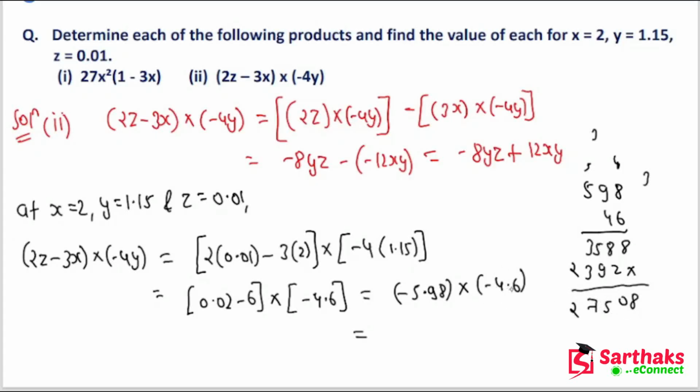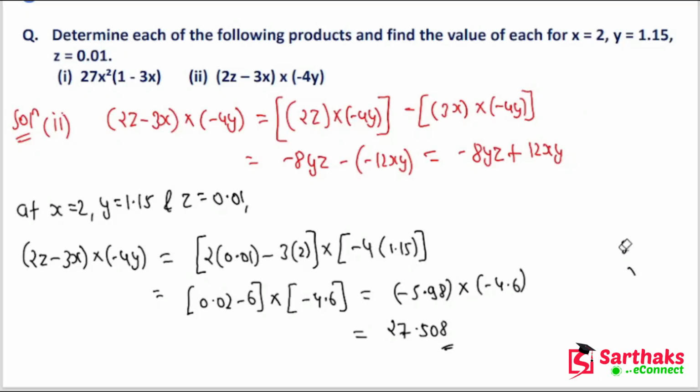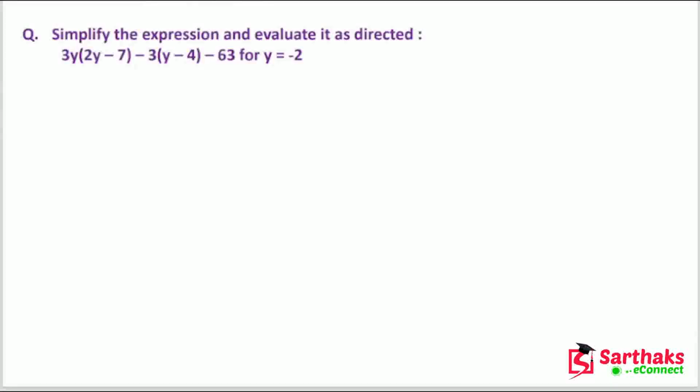And we have to place the decimal from here only. So it would be 27.508. So you can clearly see that is the value of this particular expression at x equals to 2, y equals to 1.15 and z equals to 0.01. In this way you can calculate the value. So let us move on to the next question. Now this says simplify the expression and evaluate it as directed. So first of all simplify, and then we have to find the value at y is equals to 2. Very easy.